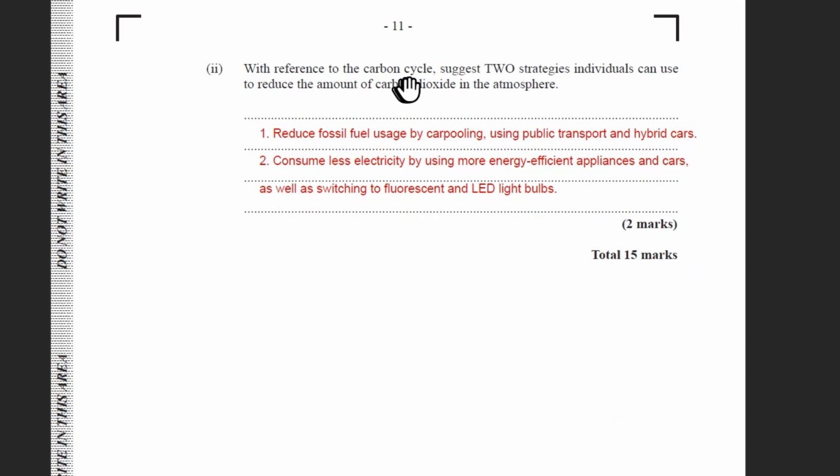With reference to the carbon cycle, suggest 2 strategies individuals can use to reduce the amount of carbon dioxide in the atmosphere. Well, they can reduce fossil fuel usage, they can carpool, use public transport, walk, use bikes. They can use electric cars, hybrid cars, anything that basically reduces fossil fuel usage. They can consume less electricity by using more energy efficient appliances, energy efficient cars, switching from incandescent bulbs to fluorescent and LED light bulbs. They can turn off the air conditioning units when not in use, things like that, right? Basic things.